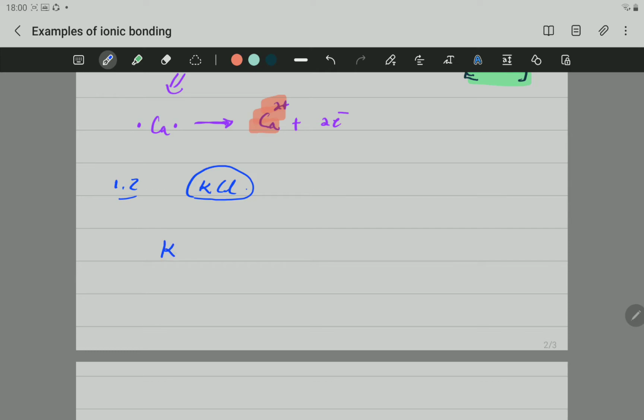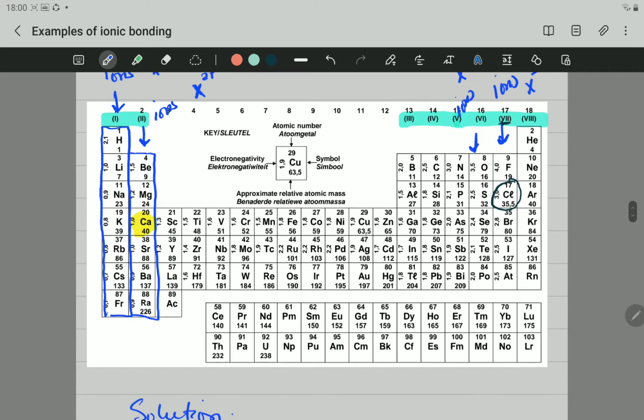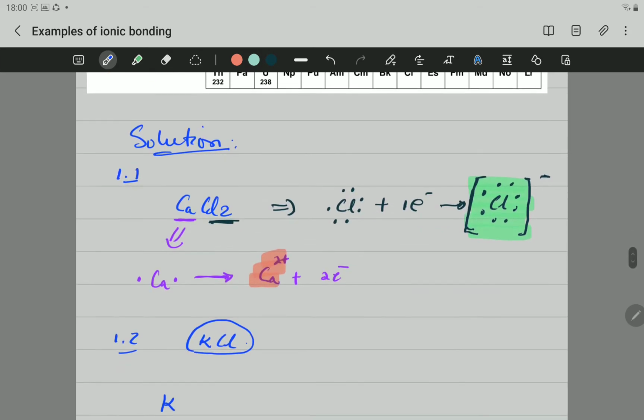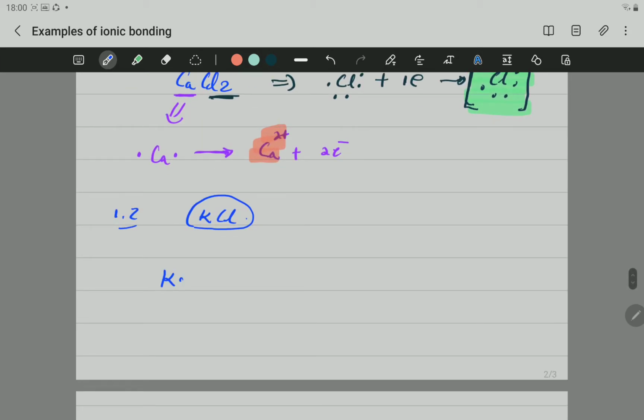Potassium has 1 valence electron, as it is in group 1. There is potassium. It has 1 valence electron, and therefore we represent potassium with 1 dot, plus Cl. We just saw that chlorine has 7 valence electrons. So what is going to happen? Potassium is going to give that electron to chlorine. This electron here is going to be transferred to chlorine.